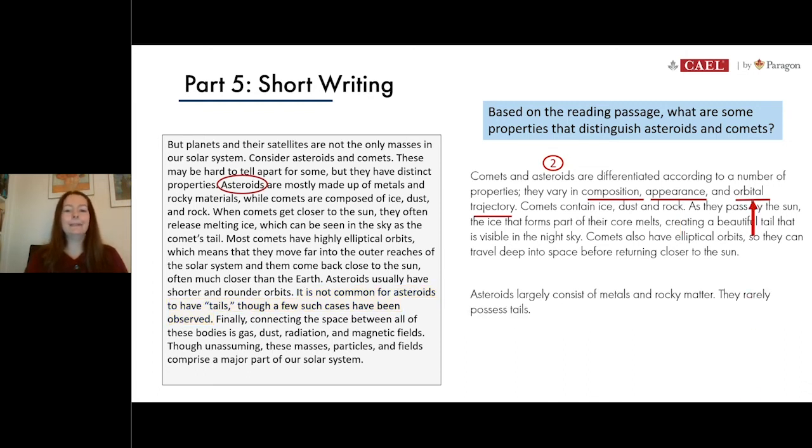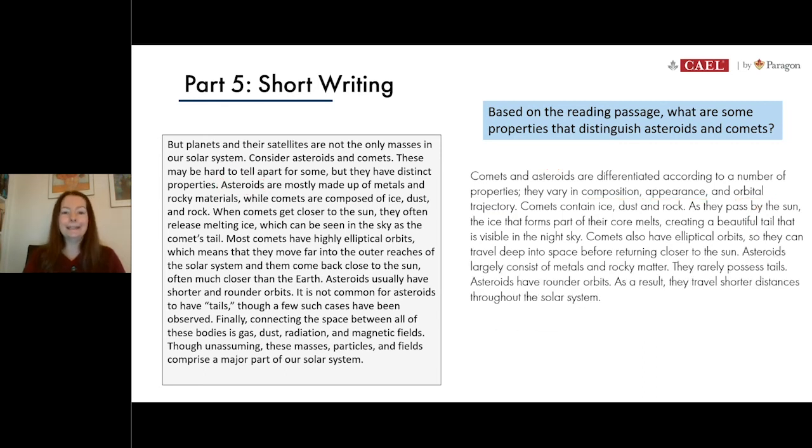Last but not least, I need to talk about this orbital trajectory. And I see in the text that asteroids usually have shorter and rounder orbits. So I'm going to expand that a little bit. I want to make a longer sentence, I guess, to be more academic. So I've said asteroids have rounder orbits. As a result, they travel shorter distances throughout the solar system. Okay, so we've completed now our discussion of asteroids. We've talked about all three of those properties.